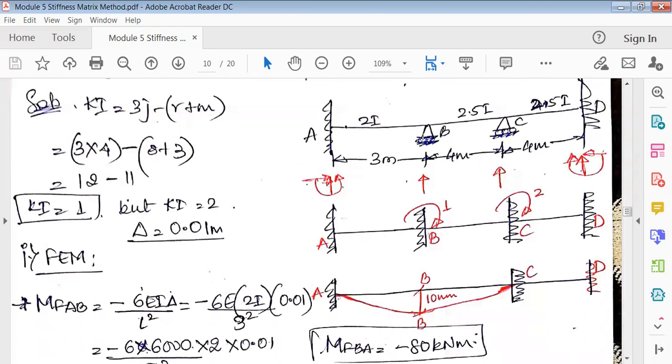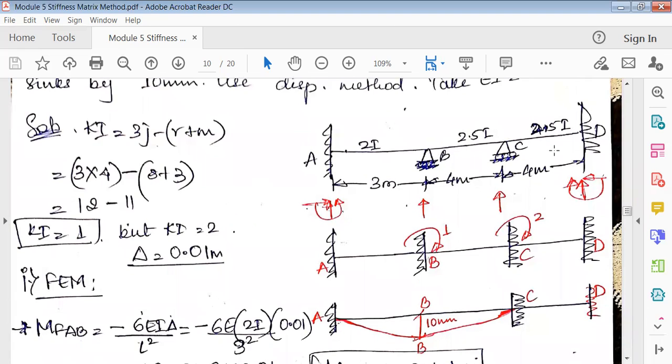If the support B is sinking, now it is like a sinking support problem. So B is sinking by 10 mm. Okay, so first as usual draw this diagram. A and D are fixed and B, C has a roller support, and again you can notice the I values are different throughout the beam, but there is no external loading at all in any span A, B, B, C or C, D. Okay, there are no external loads. Only the sinking of the support B is happening, and that too by 10 mm.